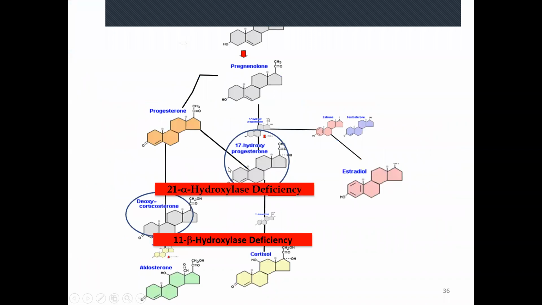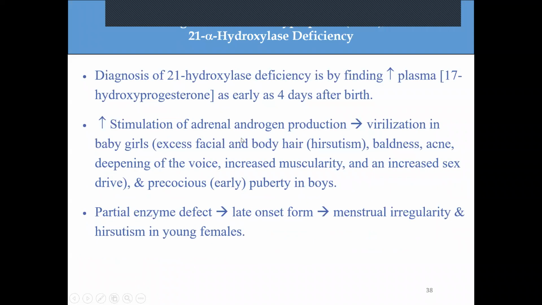As we mentioned, you're going to have high levels of 17-hydroxyprogesterone, and that's how you diagnose it. You look at the patient's plasma, the patient's blood, and try to find the 17-hydroxyprogesterone. If you find a lot of it, that means they have 21-hydroxylase deficiency. Because you have high androgens, you're going to have virilization in baby girls, meaning they're going to be very masculinized, with facial hair, body hair, acne, very deep voices, and they're going to be very muscular. In boys, what will happen instead is they're going to hit puberty much earlier.